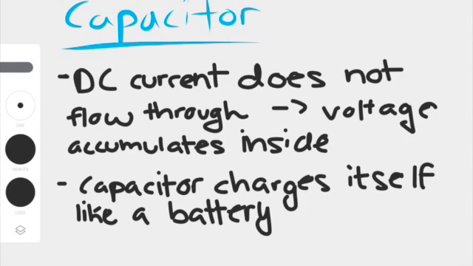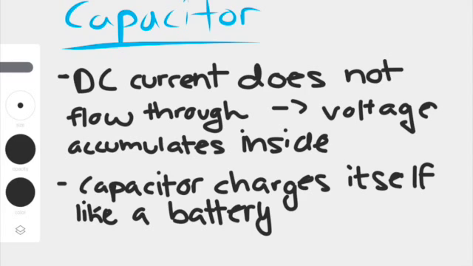Alright, so let's go over the definition of a capacitor. A capacitor is something that does not allow the DC current to flow through. Instead, it consumes or accumulates the voltage inside of it. Now, a capacitor basically charges itself like a battery with this voltage and releases it accordingly.